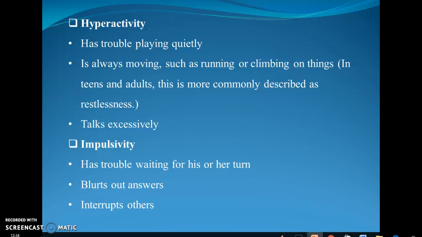Hyperactivity part. Has trouble playing quietly. Let's say you give all the students time to play together, like a game in English, and you see him making noise that interrupts all the other children. He's always moving, such as running and climbing on things. In teens and adults, this is more commonly described as restlessness.